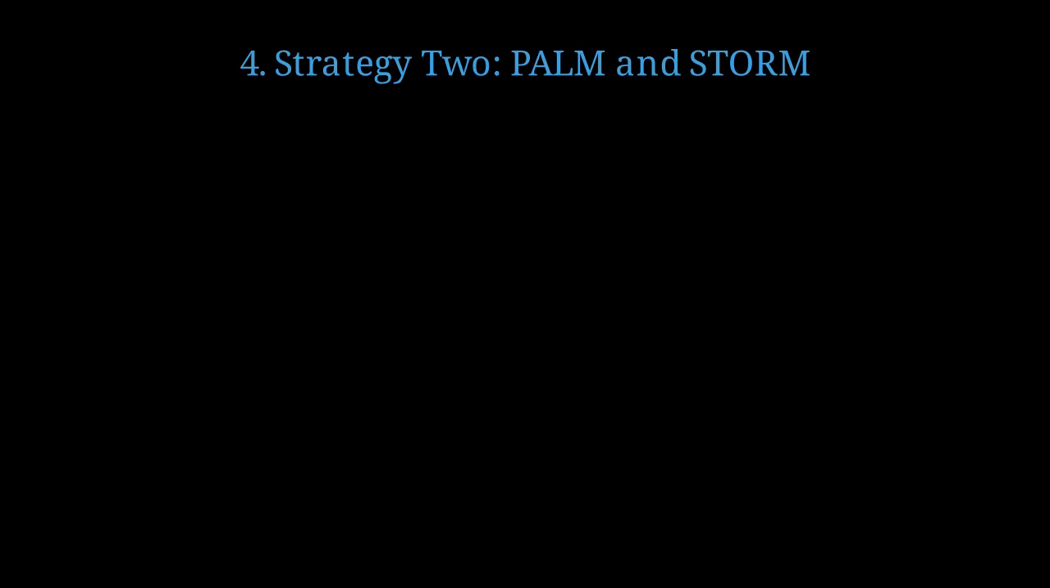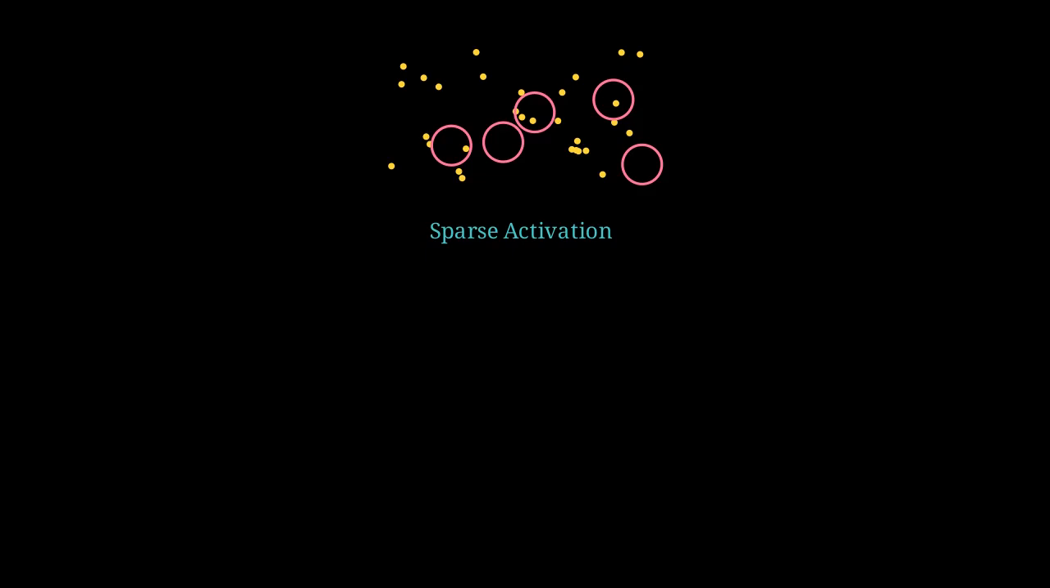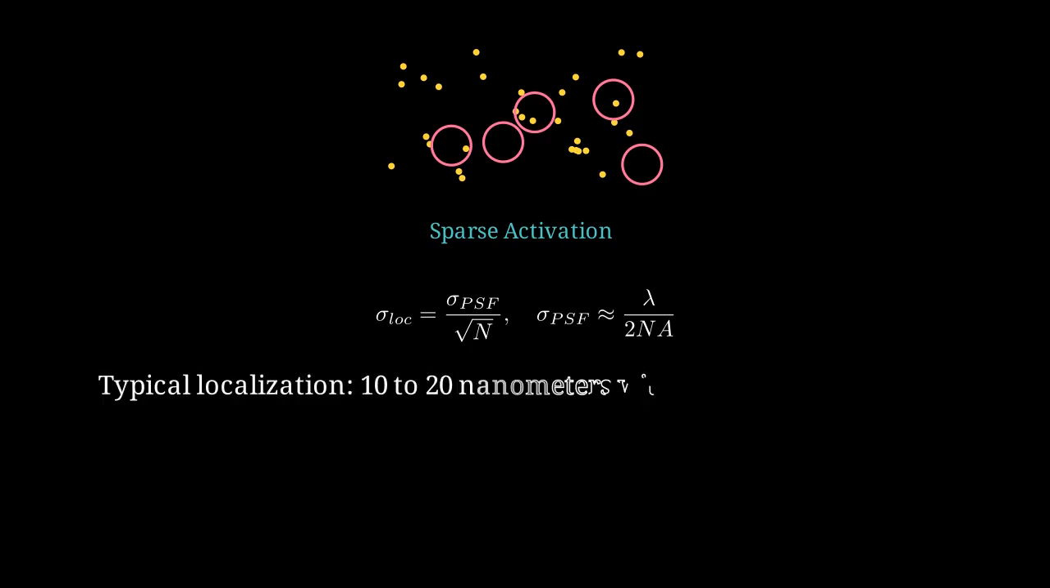Photoactivated localization microscopy and stochastic optical reconstruction microscopy take a completely different approach based on single molecule localization. The strategy is to activate only a sparse subset of fluorophores at any given time, then precisely localize each one by fitting its point spread function. The localization precision equals the PSF width divided by the square root of n, the number of detected photons. With thousands of photons, we can localize to a few nanometers. In practice, with modern cameras collecting 1,000 photons per molecule, researchers achieve localization precision of 10 to 20 nanometers.